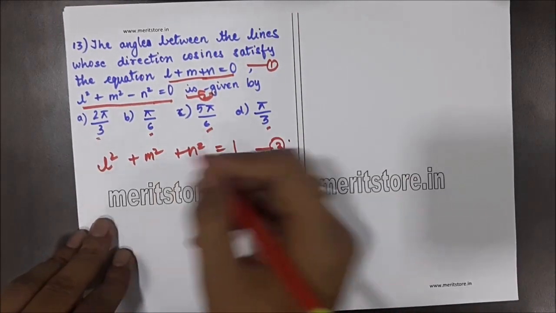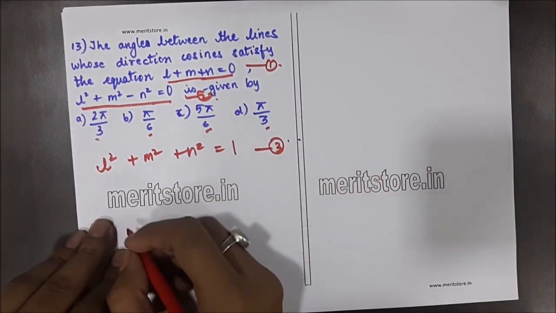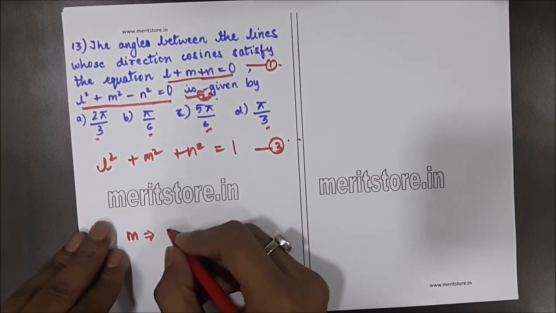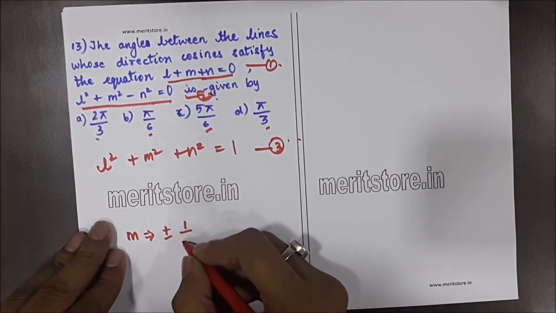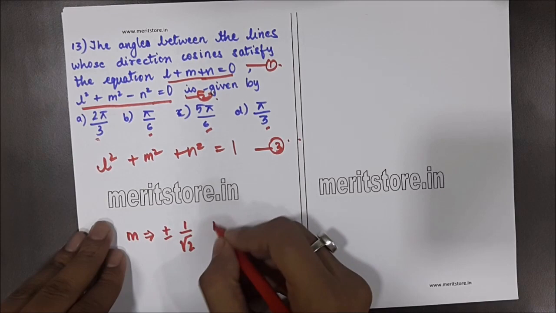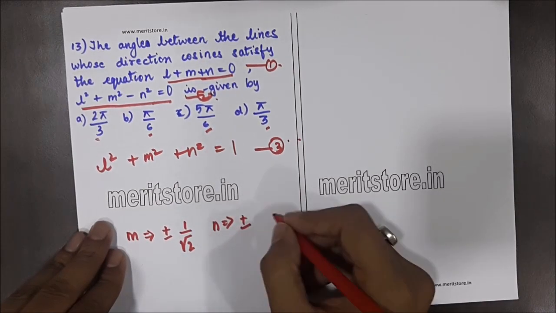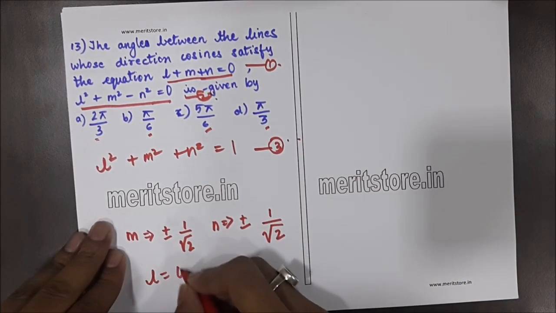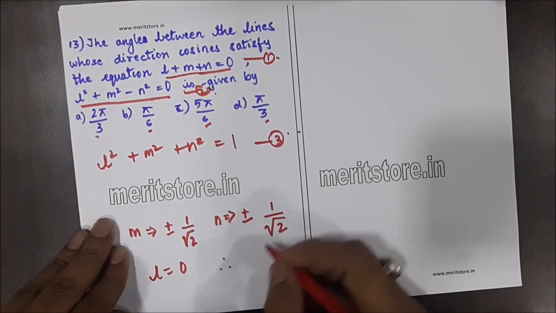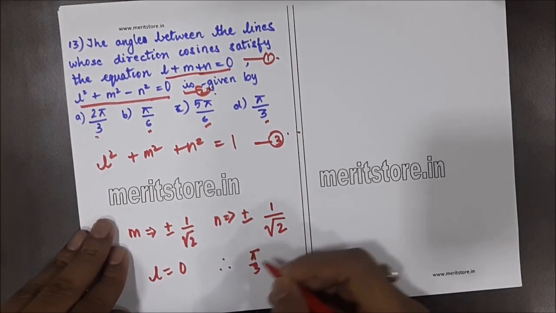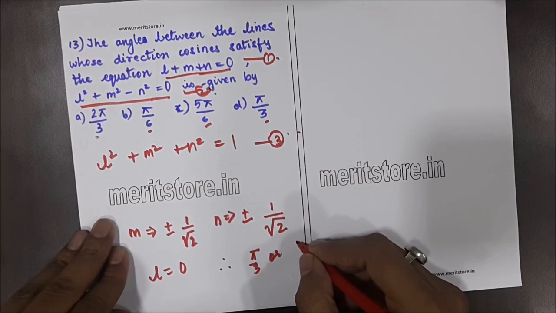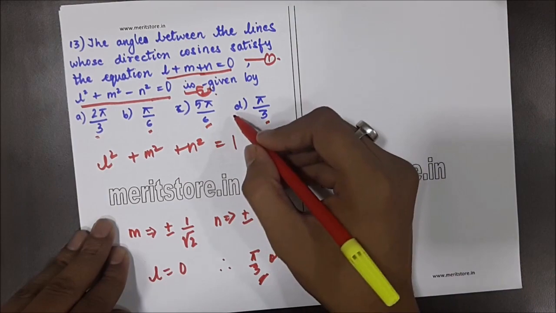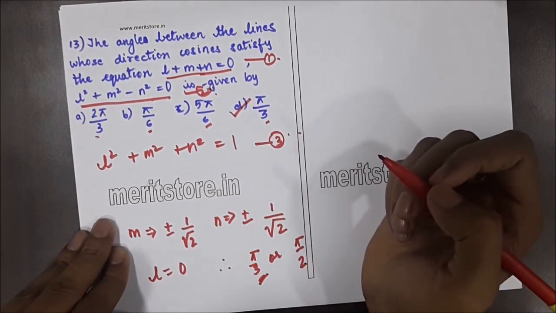Now solving these above equations 1, 2 and 3, we would get M as plus minus 1 by root 2, N would be plus minus 1 by root 2 and L is equal to 0. Therefore, solving them, we would get theta as pi by 3. So pi by 3 is the correct answer. So here option D is the correct answer.